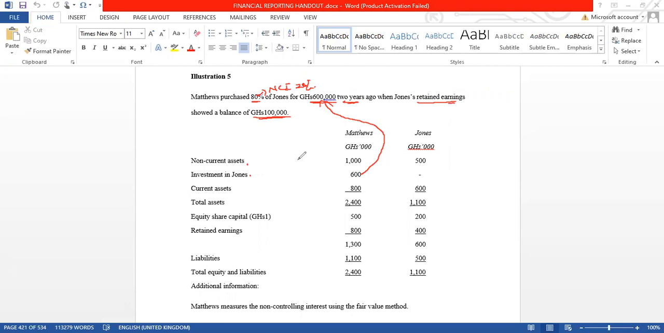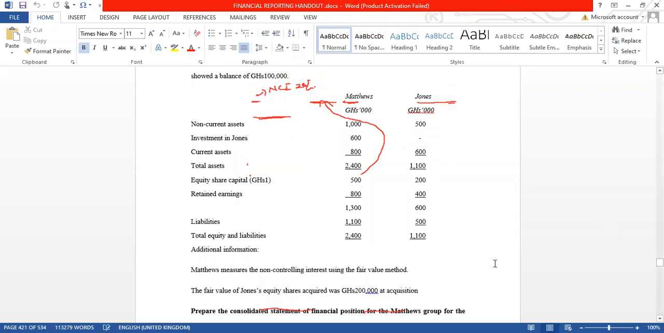So we have the other things we see here, and they said that the non-controlling interest is at fair value. Like I said, if they say fair value, it means that the particular amount of fair value will be given to you in the question. Like you see here, it is 200,000. So students will always prefer the fair value method because the figure will be given.